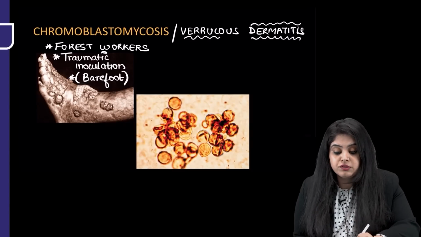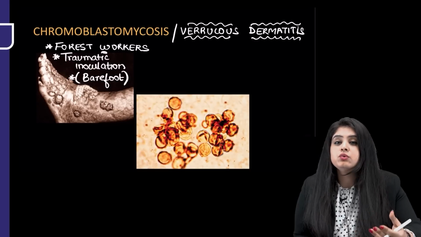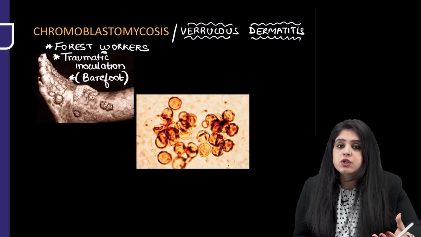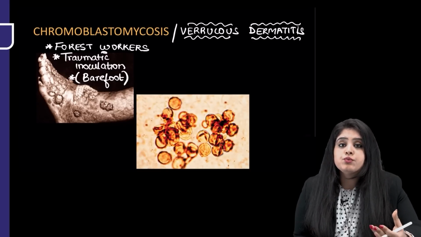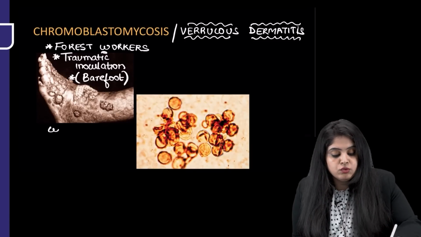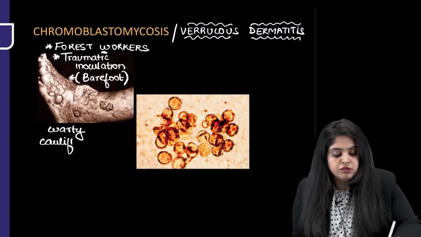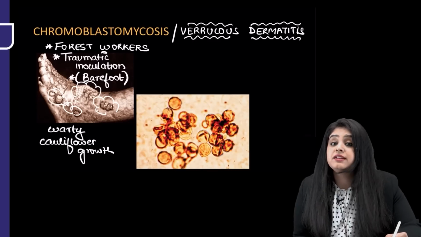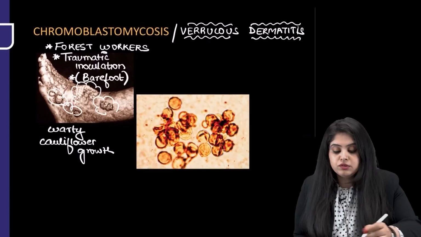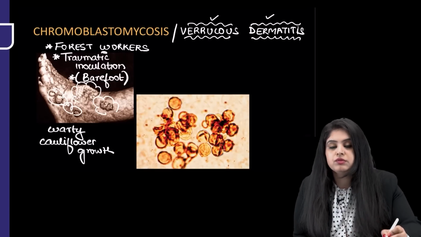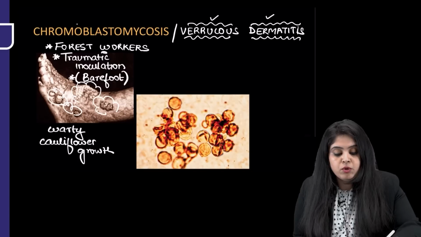But why verrucous? What do you understand by verrucous? Verrucous, verruca, what is that in dermatology? Verrucous refers to wart, right? So please remember, you see a warty cauliflower-like growth which is right in front of you. You can see this warty cauliflower-like growth put up here. That is the reason you call it verrucous. So verrucous is also sorted, dermatitis is also sorted. What is the other name?